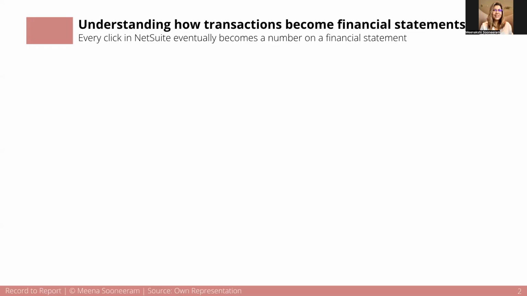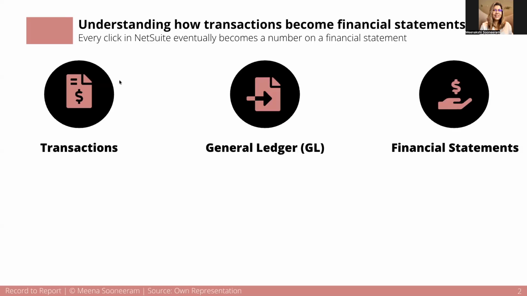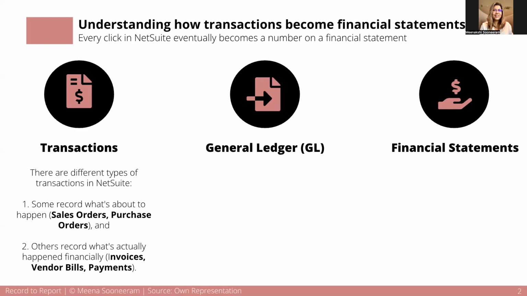Before we dive into P2P and order to cash, let's understand the basic flow in NetSuite. So think of it as three layers: transactions, GL, and financial statements. So let's take a look at transactions. We can broadly categorize them into two types. First are the transactions that represent what we are planning to do, such as your sales orders or your purchase orders. And the second ones actually record what happens financially, such as your vendor bills, your customer invoices, your payments, and so on.